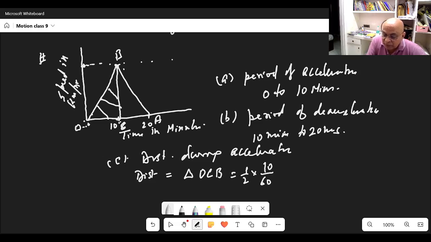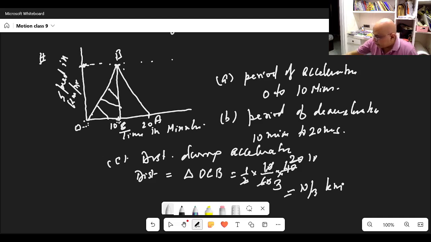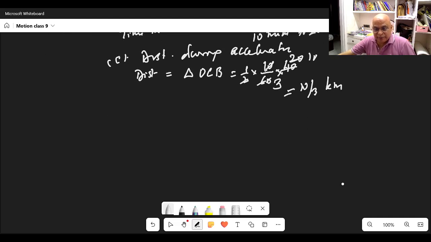Into, now this is the base, the height is 40. It has been given: the maximum speed which it attains is 40. So write it here, 40. What will happen? The 0 and the 0 will go, 2 twenties, and this will come 3 and this will come 10. So it will be 10 by 3 kilometers. Means the bus will start, in 10 minutes it will go with this acceleration to a distance of 10 by 3 kilometers.